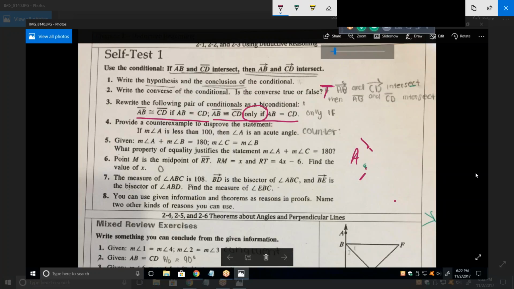Rewrite the following pair of conditionals as a biconditional. Well, the obvious answer is if and only if. And I don't think it matters which one goes first. In other words, when you have a biconditional, I can reverse these. I could say AB is equal to CD if and only if AB is congruent to CD. And I could state it like this that I've got in the rectangle also. Okay. If and only if is the words that are key. Only if might kind of mean the same thing.